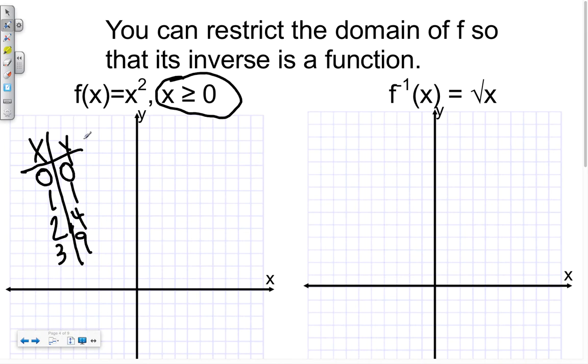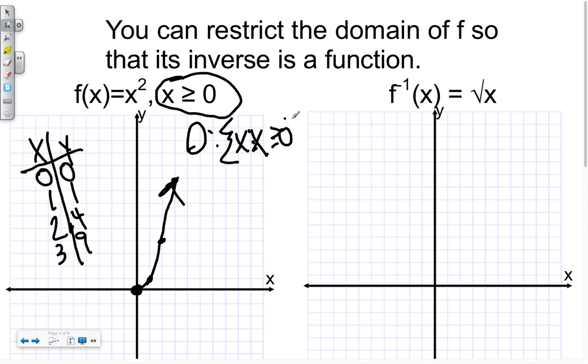So now it's not going to be that entire parabola, it's just going to be half of it, only the positive values. 1, 1, 2, 4, 3, 9. Okay, and then we can graph that in here. Beautiful graph. And so we know that the domain, it already told us what it was, so that's just going to be x is greater than or equal to 0.